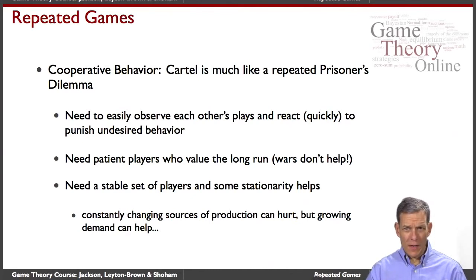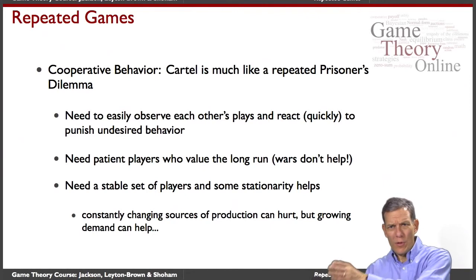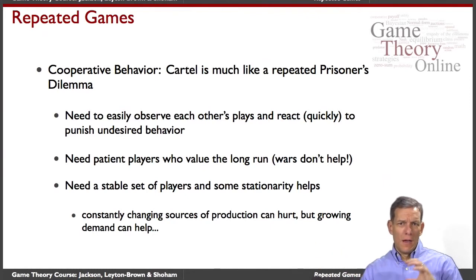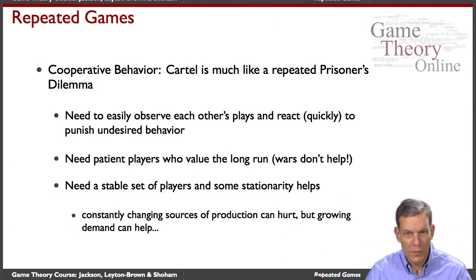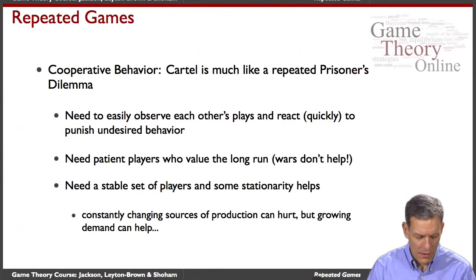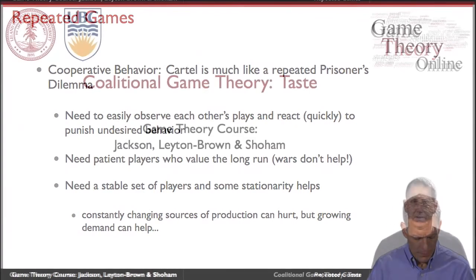But we can begin to analyze this using the tools of game theory, looking at situations where people are playing games, but they're playing them over and over and over again, and trying to understand the consequences of that. How do threats of future play impact play today? So that's the basic idea, and let's get into that in a little bit more detail.